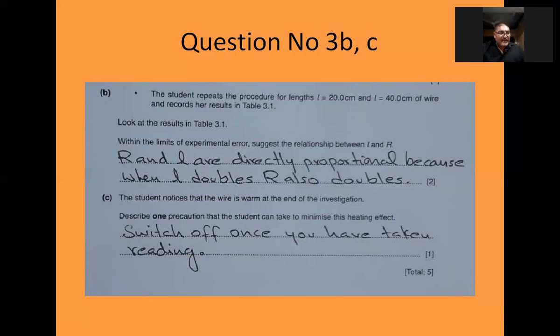Then we have the C part. It says the student notices that the wire is warm at the end of the investigation. Describe one precaution that the student can take to minimize this heating effect. You see, when the current passes through the wire, due to the resistance of the wire, electrical energy is converted into heat energy and the temperature of the wire starts increasing. That can have an effect on the resistance of the wire.